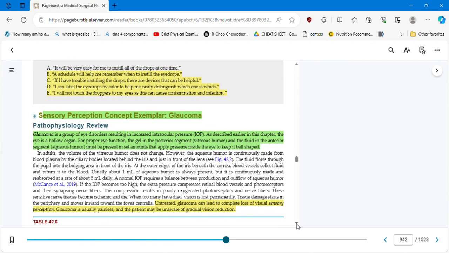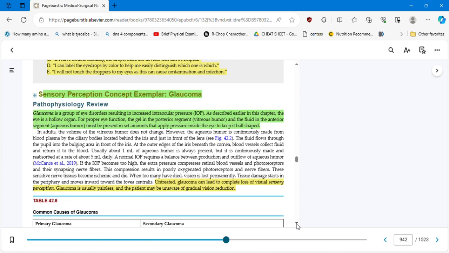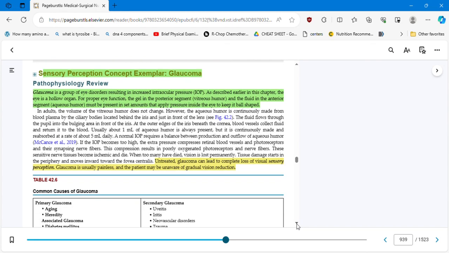Okay, let's go for glaucoma. Glaucoma is a group of eye disorders resulting in an increased intraocular pressure. As described early in this chapter, the eye is a hollow organ. For proper eye function, the gel in the posterior segment, the vitreous humor, and the fluid in the anterior segment, the aqueous humor, must be present in set amounts that apply pressure inside the eye to keep it ball shape.